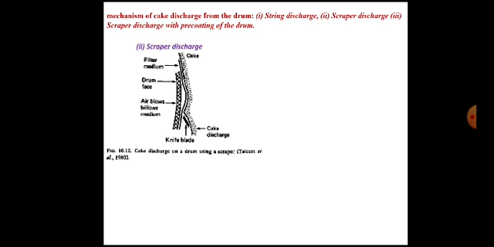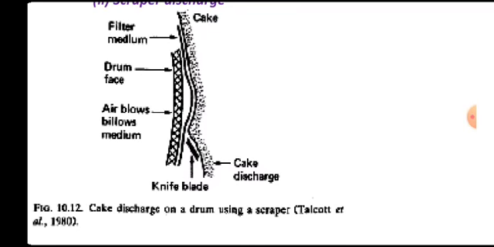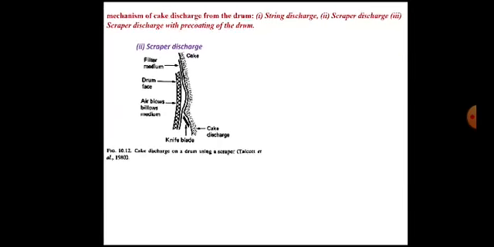This is the scraper discharge. You can see this internal part towards left is the drum face, and the cake is being built up outside, and you can see there is a knife blade which is precisely positioned, so that as the drum rotates, this knife blade will cut the cake and it will not allow the diameter of the cake to increase. So accordingly this knife blade is positioned. That is called a scraper.